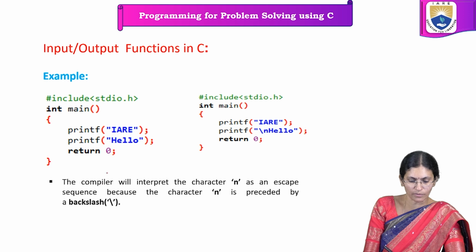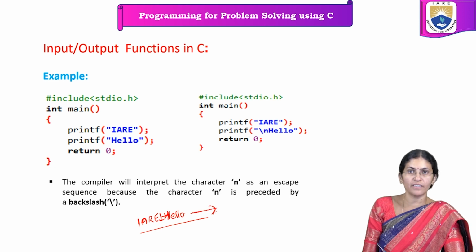These are two programs. In the first program, we have used two printf statements. In the first line, we are printing IARE. The output of this program is IARE, and after that hello will be printed. There will not be any space here. Immediately after IARE, hello will be printed. From this, we can say that the output is not presented in a structured manner.